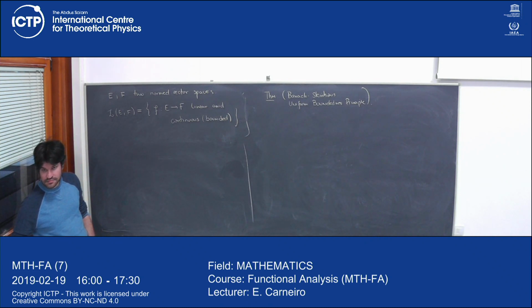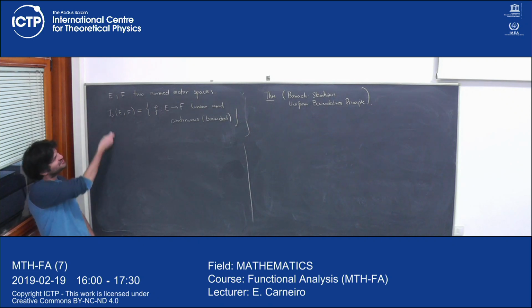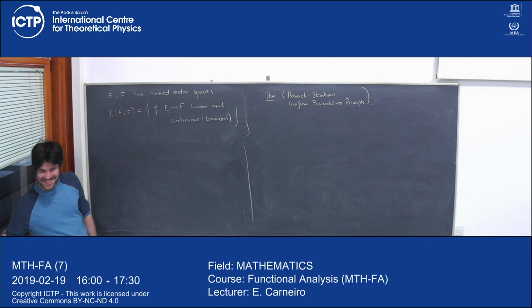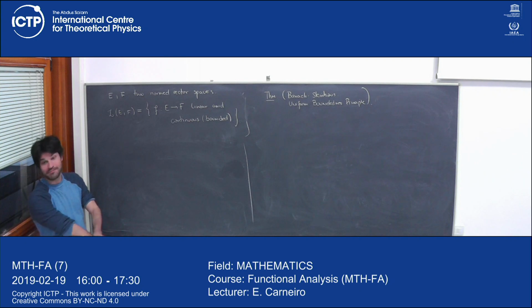What do you call the space of linear maps from E to F, not necessarily continuous? I don't know, the space of linear maps from E to F doesn't have to have a letter. If you don't want to call this L, just call it whatever name comes to you. Let's call here L of E to F the linear, continuous and bounded maps from E to F. Okay?